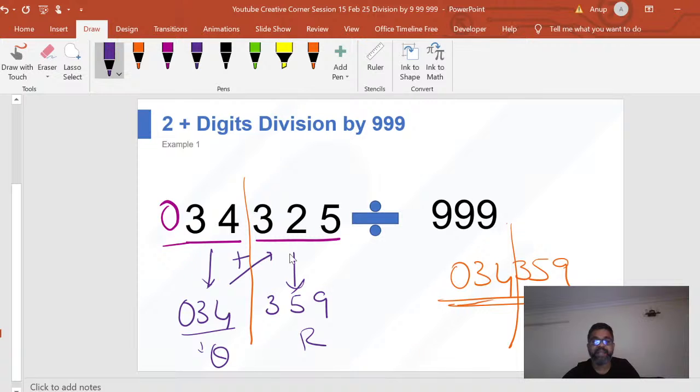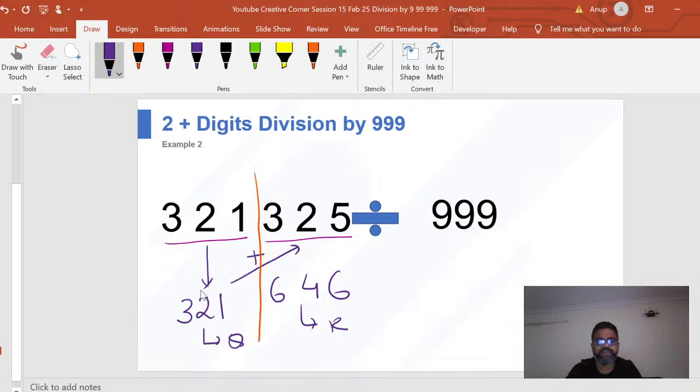Division by 999. In this case, you have 3 digits, so you will make pairs of 3. And if you don't have another digit, you will simply add a 0. So you will always get pairs of 3, whatever is the case, right? Bring that down here. It becomes a 34. 34, you add it to 325, you get 359, right? That's your remainder. So this is your quotient and this is your remainder. So that's it. It's very, very straightforward, very, very easy.